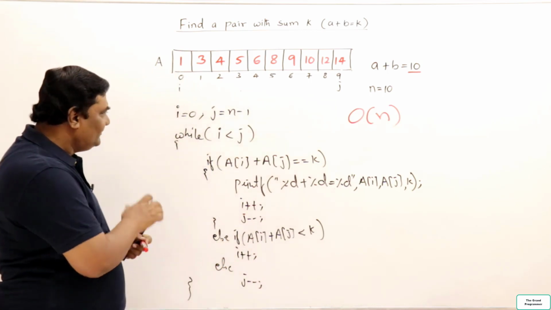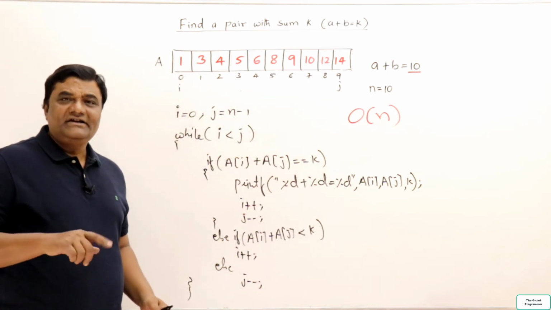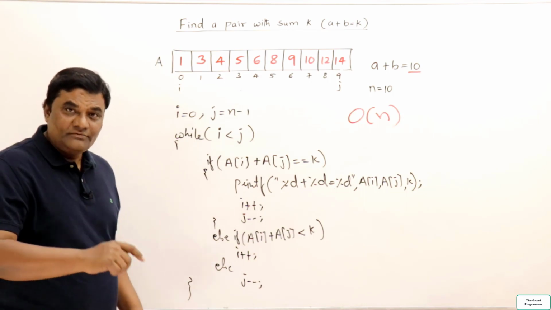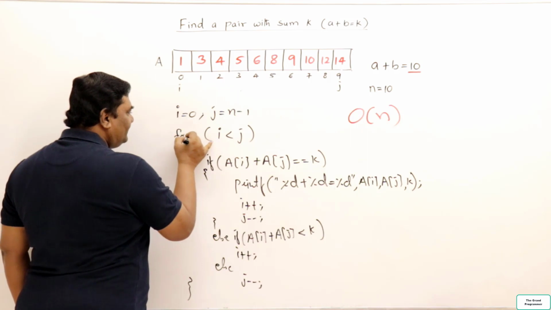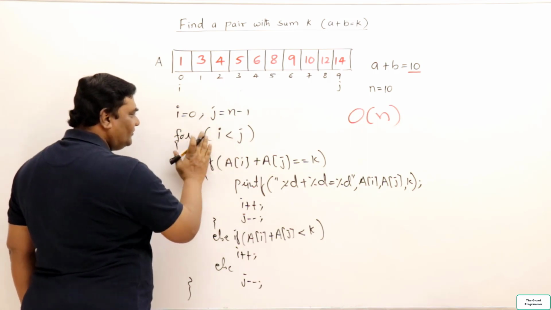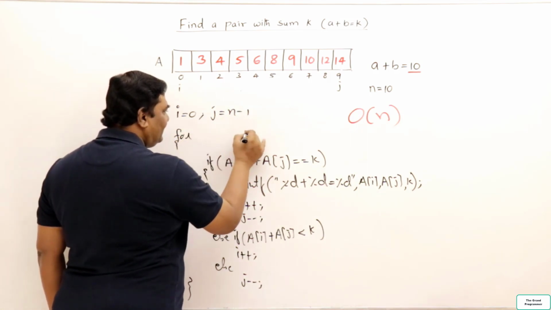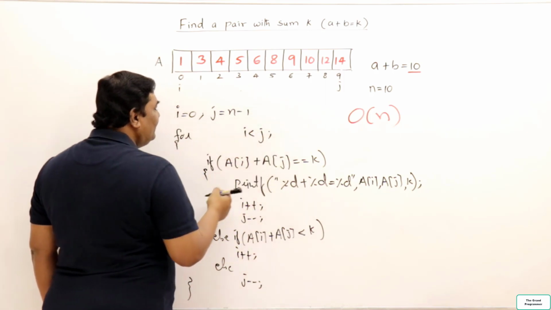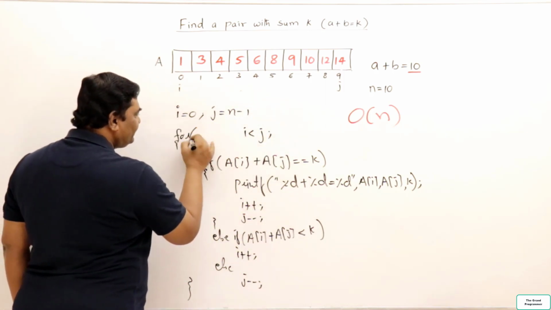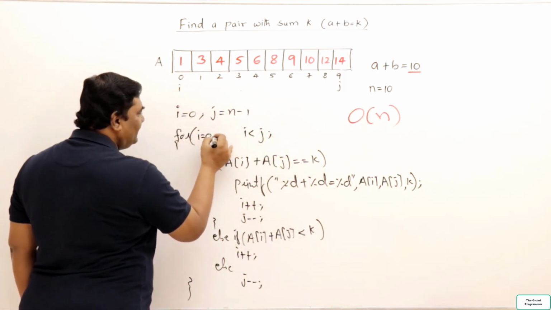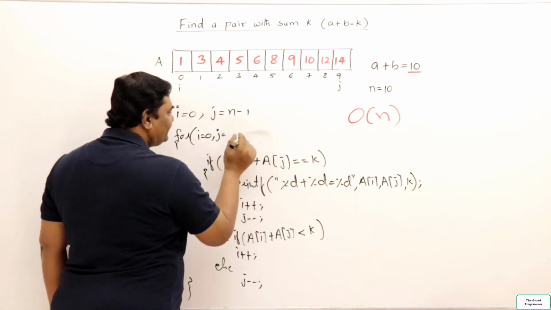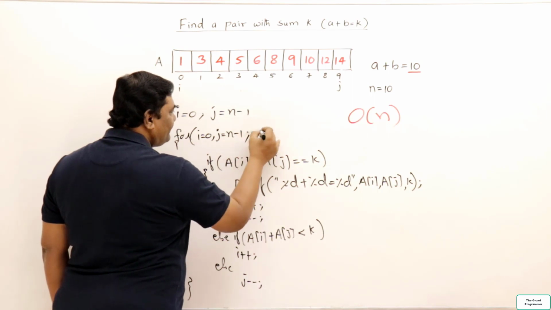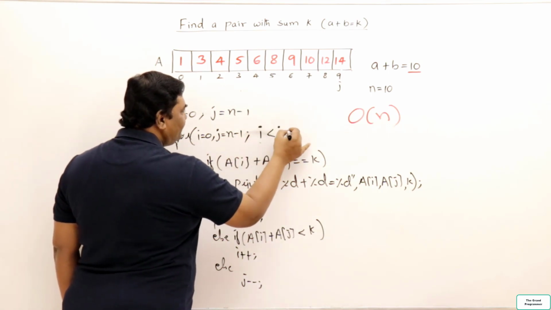Now at last, one more thing. See, I have used a while loop here. Is it possible that we can do it using a for loop? Let us check. If I write a for loop, then this is the condition, I less than j, right? Then this is the initial part, so I should be equal to 0, and comma, j should be equal to n minus 1. Then this is the condition, I less than j.